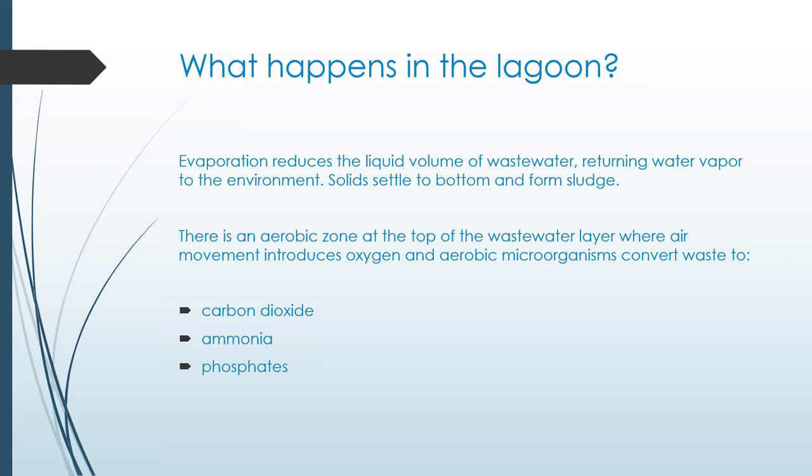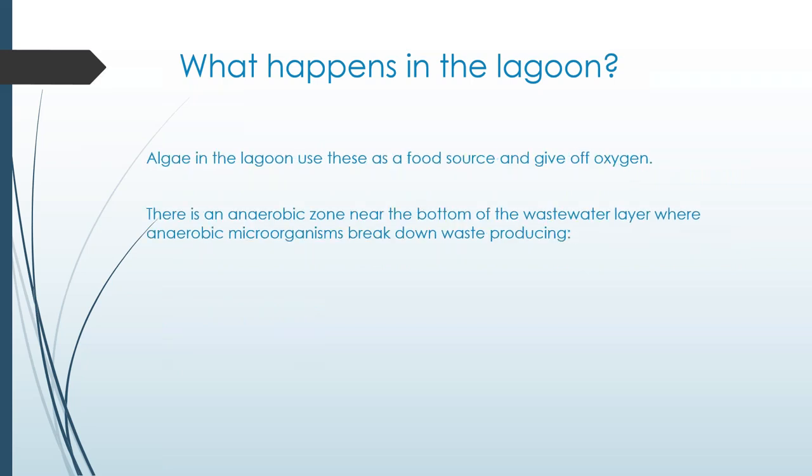Algae in the lagoon use these as a food source and give off oxygen. This is the process you may be familiar with called photosynthesis. There is also an anaerobic zone. A lagoon has an aerobic and anaerobic zone. The anaerobic zone, as you might recall, is in the absence of oxygen, and it's located near the bottom of the wastewater layer, where anaerobic microorganisms break down the waste, producing hydrogen sulfide, ammonia, and methane gas.